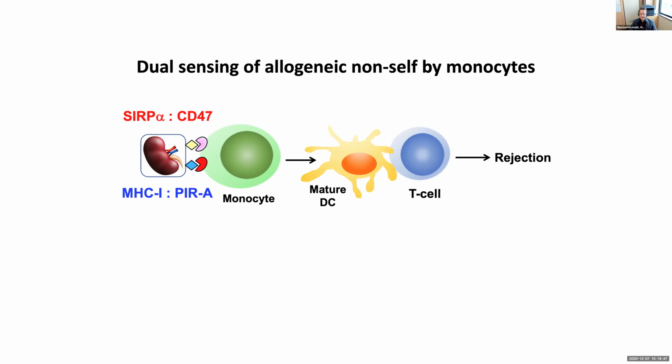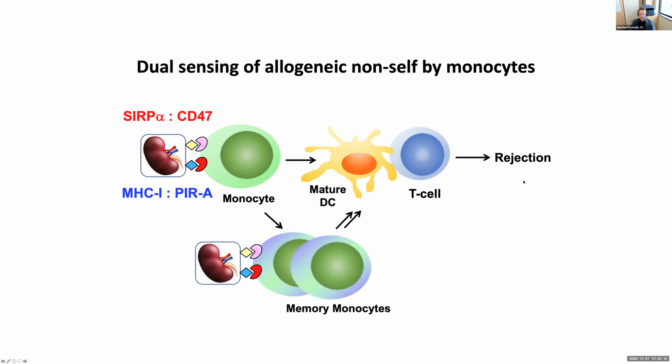Okay, so what do we think is happening? We think that both are needed, that monocytes sense donor SIRP-alpha that is polymorphic via their CD47 receptor, and that they also sense allogeneic class 1 through their PRA receptors. And this leads to the primary response by monocytes maturing to dendritic cells and initiating a T cell response that can lead to rejection. And it also leads to the generation of memory monocytes.